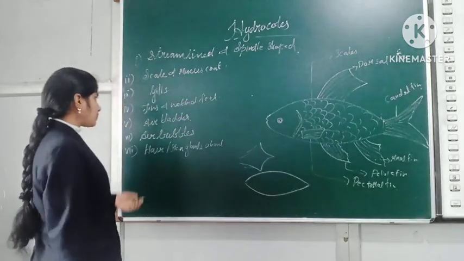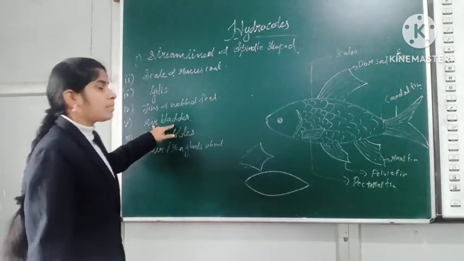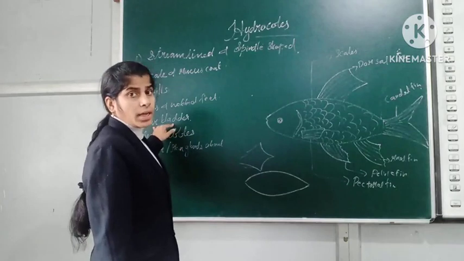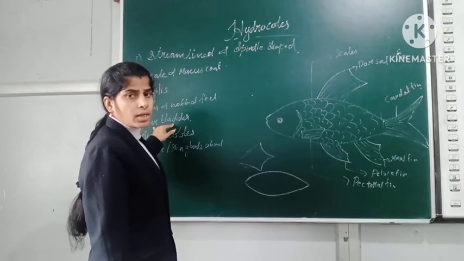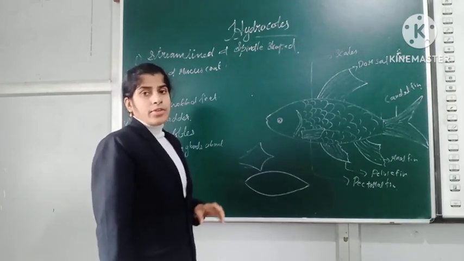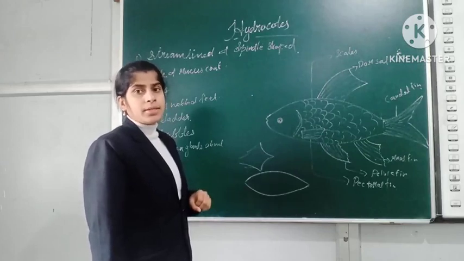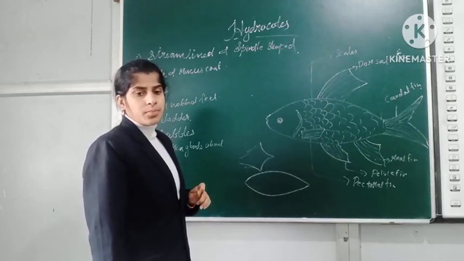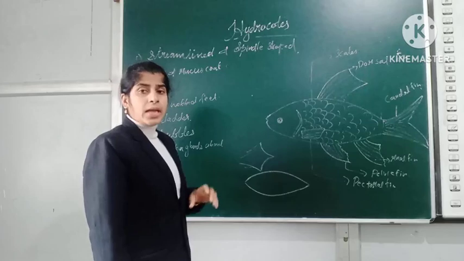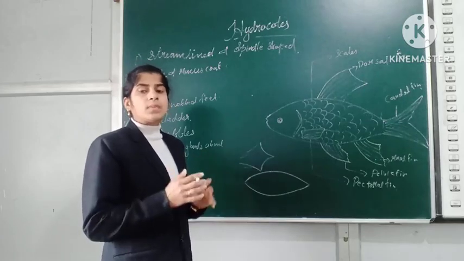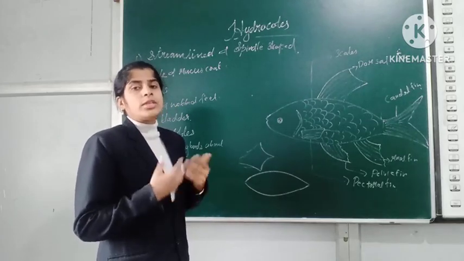And the next one. They have an air bladder in their body. Why do they have an air bladder? Some bony fishes have an air bladder, which helps them stay at a water depth without using energy.